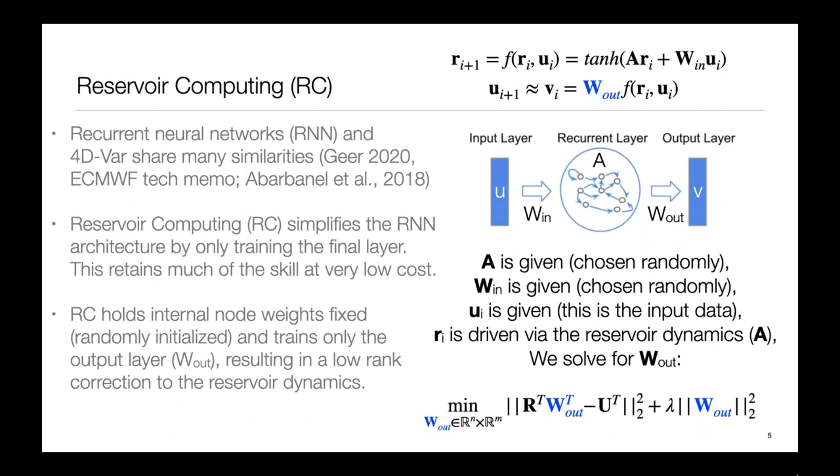This output matrix is solved in a regularized least squares. And in the end of this process, we basically can substitute this in, replace here U, which is the data used to force this system towards a particular trajectory. Once it's learned and substituted back in, we now have a self-contained dynamical system that matches closely with the data.